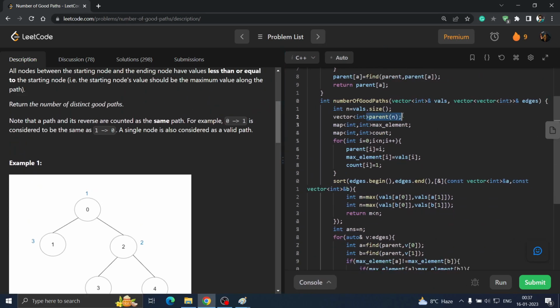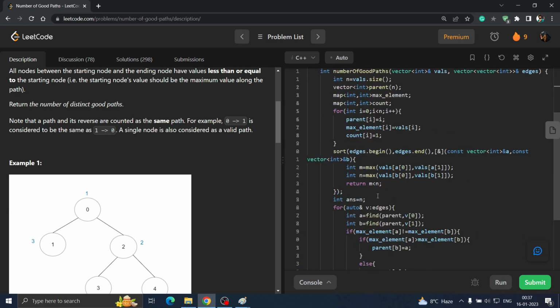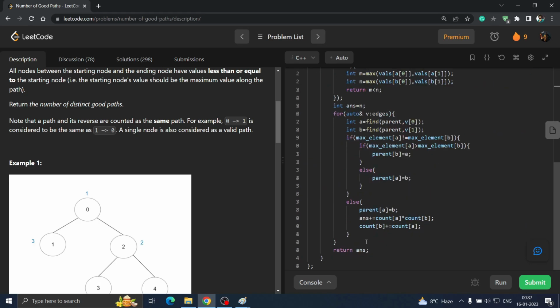We created a parent vector, we created used maps, we sorted the function, we applied the disjoint union function by using the find operation, and ultimately we got our answer.